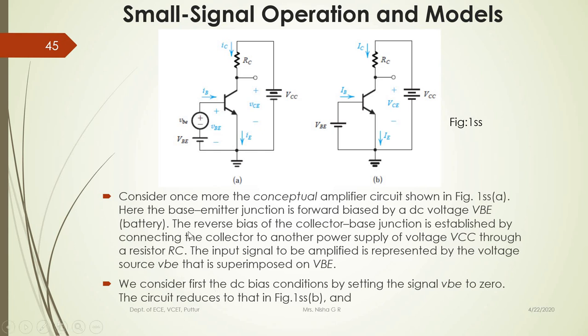Okay. So next, we consider the DC bias conditions first by setting the signal VBE to 0. That is, we are not going to include this VBE. So wherever voltage sources are there, we are going to short them.